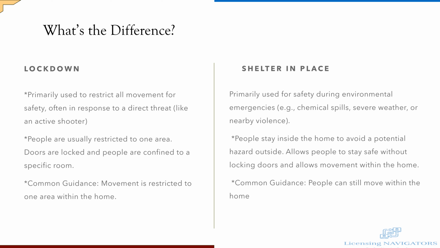Shelter in place, on the other hand, is primarily used for safety during an environmental emergency, such as a chemical spill, severe weather, or nearby violence. People stay inside the home to avoid a potential hazard outside. Shelter in place allows people to stay safe without locking the doors and allows movement within the home. So remember, shelter in place, people can still move within the home.